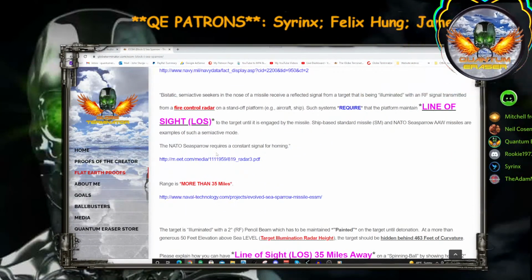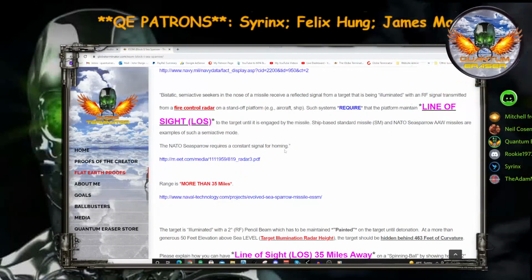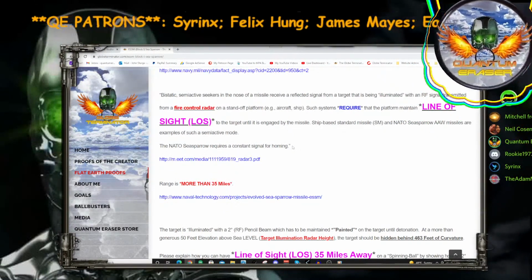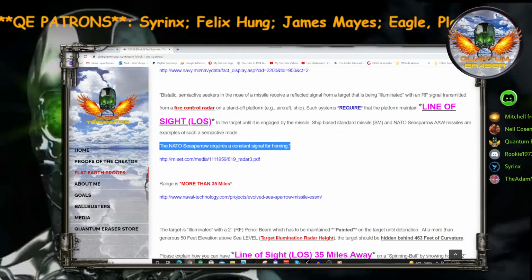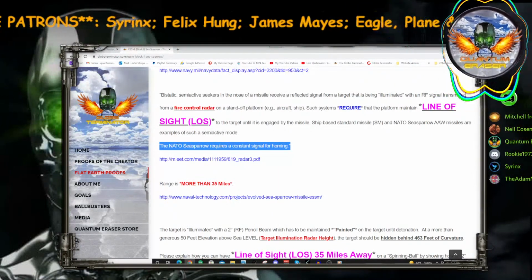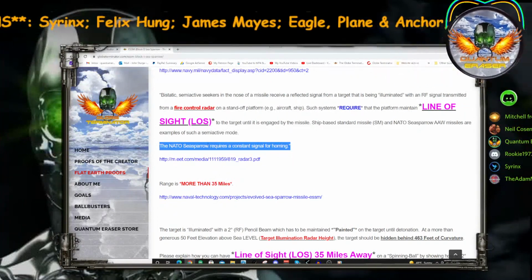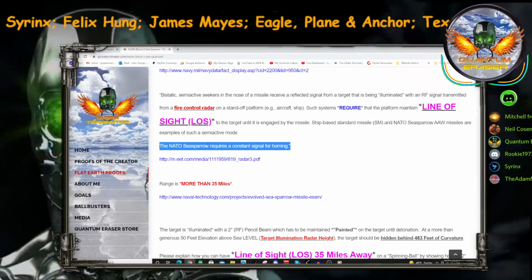The NATO Sea Sparrow requires a constant signal for homing. As you're going to see here in a few minutes, it requires the ships, the same ship that fired it, its target illumination radar, to maintain line of sight. That's for the ESSM Block 1 Sea Sparrow.